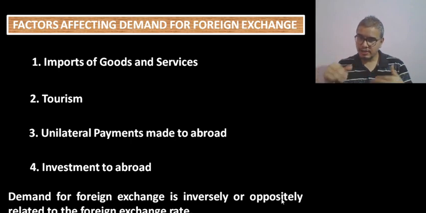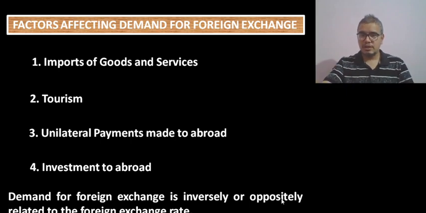Here the foreign exchange rate is nothing but the price of other currencies in terms of domestic currency, isn't it? So in the foreign exchange market, what is actually happening is citizens are purchasing foreign currency by giving domestic currency. So in this case also, the price is the foreign exchange rate, and foreign currency is the goods. Now keeping that in mind, we will apply the law of demand over here also.